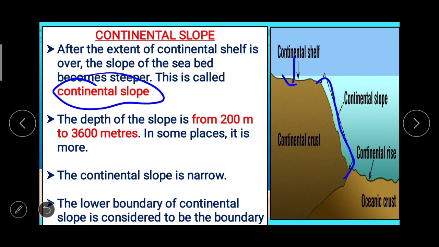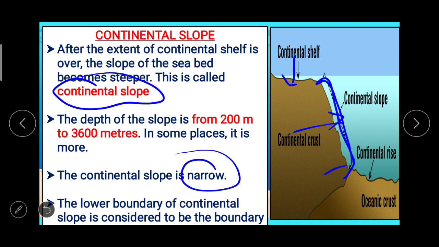So after the extent of continental shelf is over, the slope of the seabed becomes steeper, this one, and this is called continental slope. The depth of the slope is from 200 meters to 3600 meters and in some places it is more than that. The continental slope is narrow. The lower boundary of continental slope is considered to be the boundary, the lower boundary, here you can see. So observe the figure.